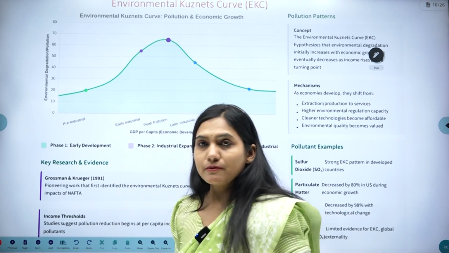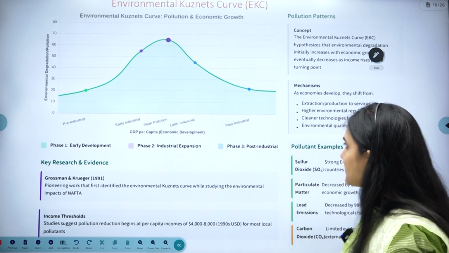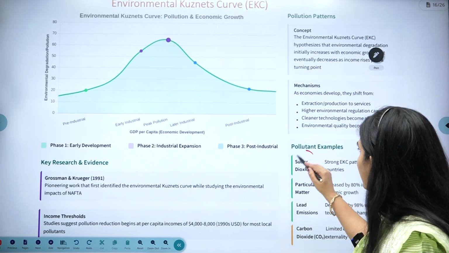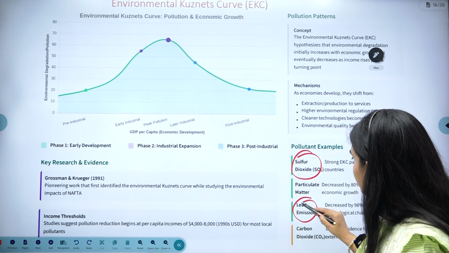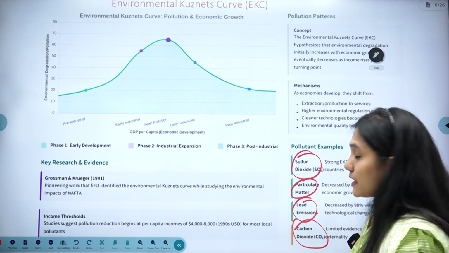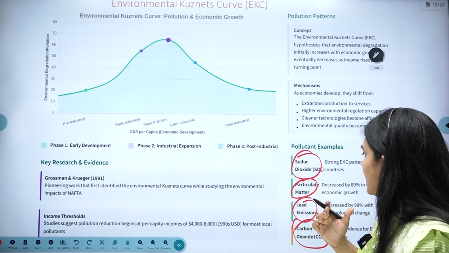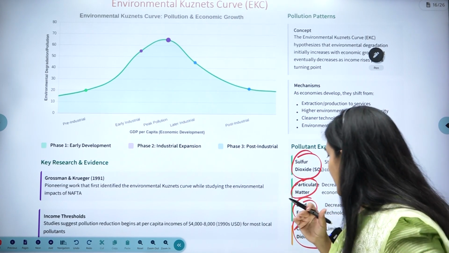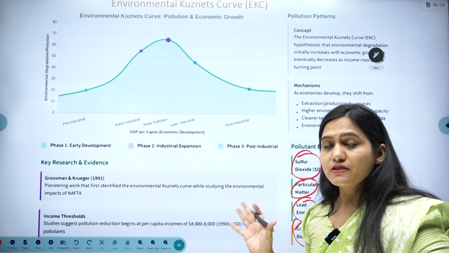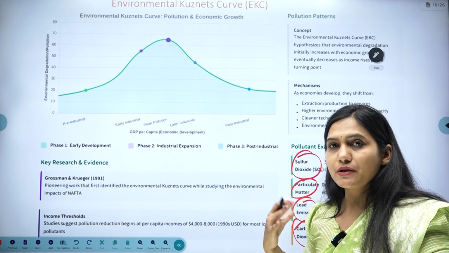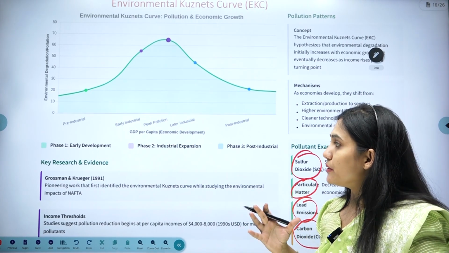We do have examples. For example, we have done the Paris Agreement. We have certain pollutants, for example, sulfur dioxide, particulate matter, then carbon dioxide. Such pollutants are gradually decreasing. Okay.